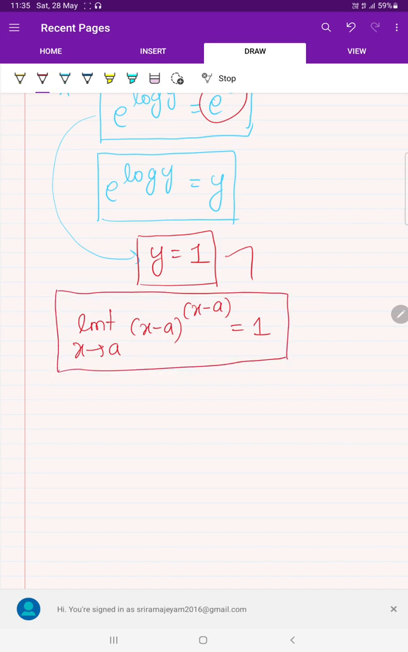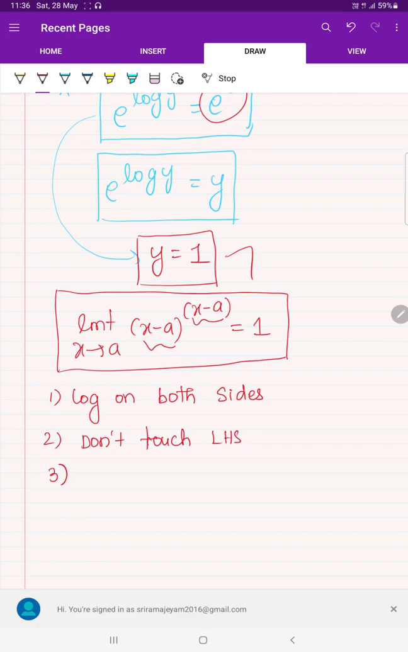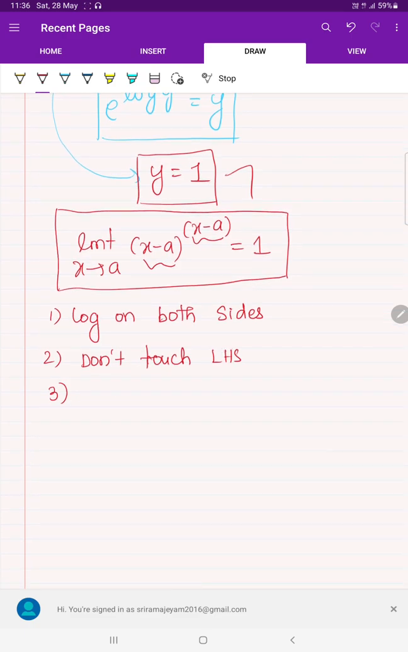So what is the conclusion now? The conclusion is, whenever we have a function where the same function is in the power, step number 1, we have to take log on both sides. That is the first step. Then after taking the log, step number 2, don't touch the LHS. Step number 3, keeping your focus on the RHS, the right hand side, try to derive the function. If you get an indeterminate form, then try to get the determinate form by applying differentiation.